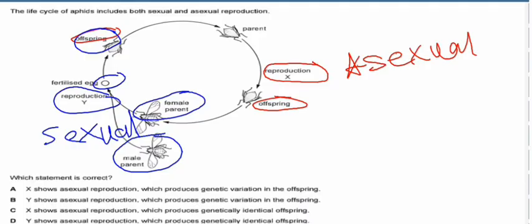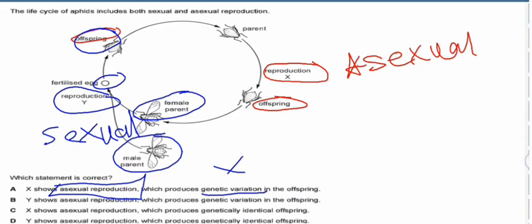So now which statement is correct? So we have X. X shows asexual reproduction, which produces genetic variation in the offspring. When you talk of genetic variation, it's just a difference in the characteristics between the offspring. When you talk of asexual reproduction, the offspring are going to look exactly like their parent. So at X, there is no genetic variation here. Then at Y, it is sexual. So because of that, B is not going to be the answer.